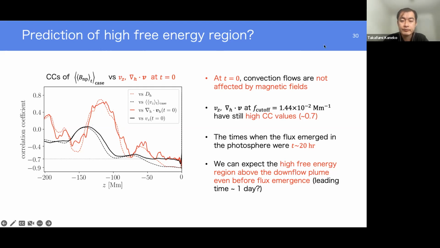So basically, we can find a good correlation between the future magnetic distribution and the initial velocity field. And in our simulation, the flux emergence time is after 20 hours. So we can expect that the high free energy region can be above the downflow plume even before flux emergence. And maybe the leading time is 20 hours, so it means 1 day or so.